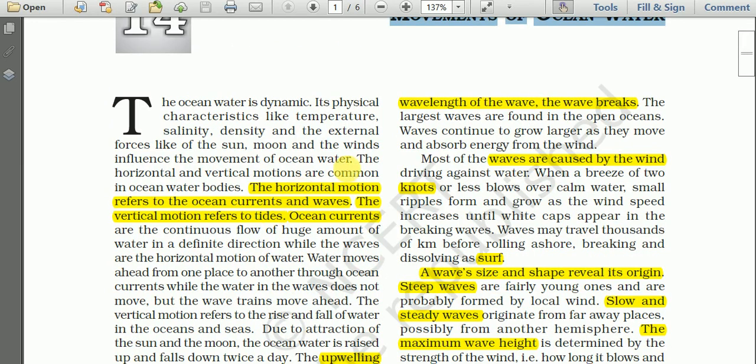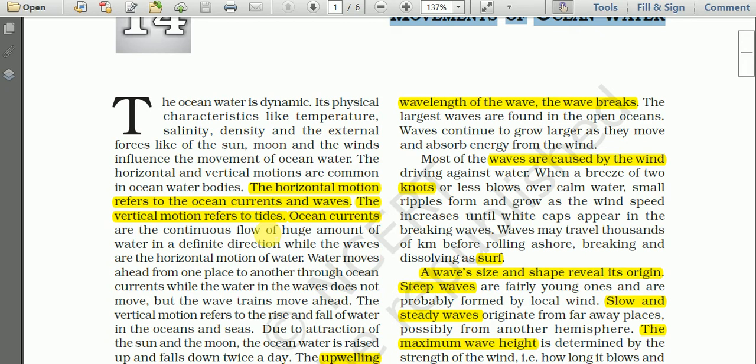So we know that ocean water is dynamic, that is, highly mobile, and its physical characteristics like temperature, salinity, density, and external forces like the sun, moon, and winds influence the movement of ocean water. About these characteristics, it has been mentioned in chapter 13, and the horizontal and vertical motions are common in ocean water bodies.